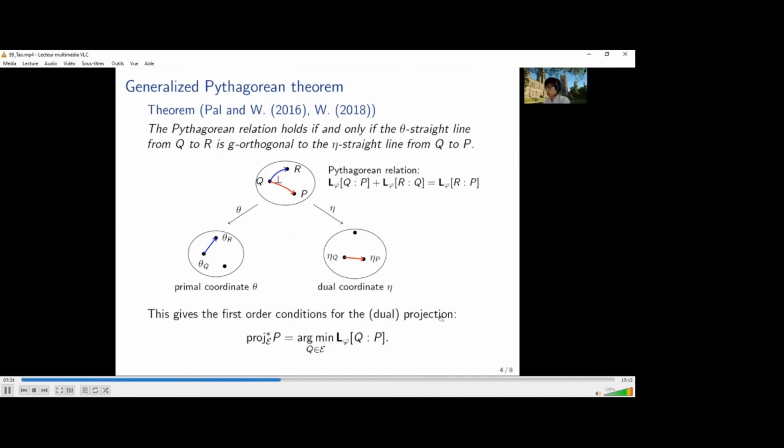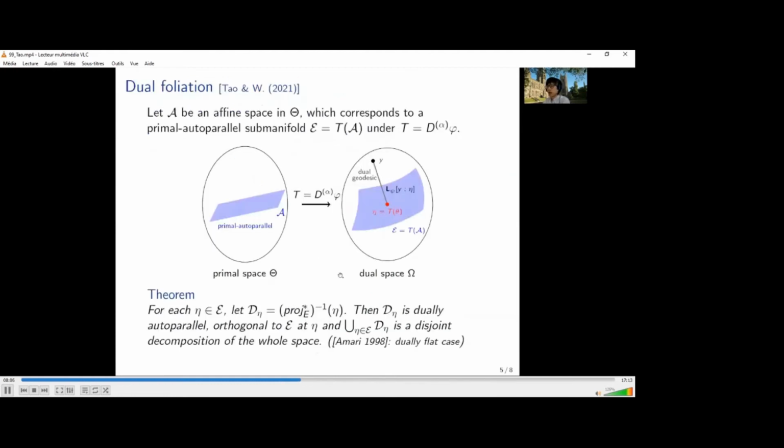So here let's look at just the dual projection, which is given as follows. Suppose that I have a submanifold E here, and I also have a point P. And let's look at the point Q on E, which is closest to P when measured in terms of the L alpha divergence. And this point is called the dual projection. And the Pythagorean theorem can be used to look at the first order conditions. Namely, the dual geodesic from P to Q has to be orthogonal to E. So this is the first order condition. And our first main result here is a dual foliation based on these primal and dual projections.